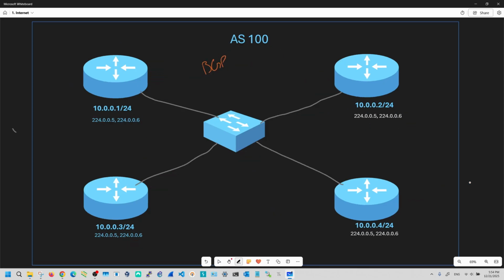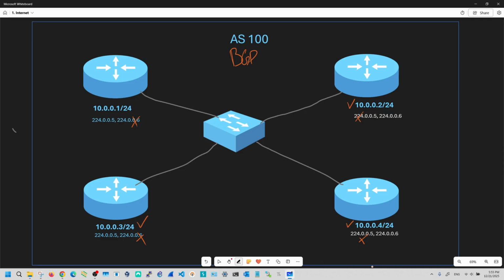Now with BGP, there are no multicast IP addresses. BGP uses so-called unicast IP addresses. This means that for every single one of these routers, you will need to form 3 neighbor relationships. One to the unicast IP address of this router, one to the unicast IP address of this router, and one to the unicast IP address of this router. It's the same for all other routers. And with BGP, there are no multicast IP addresses reserved for it. BGP uses what is called unicast communication.